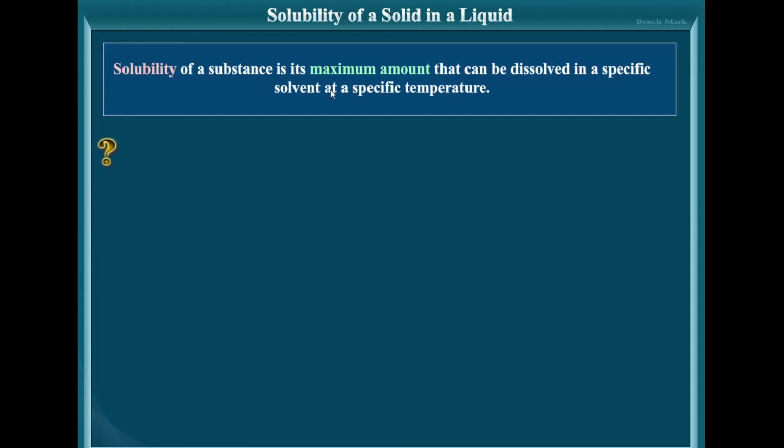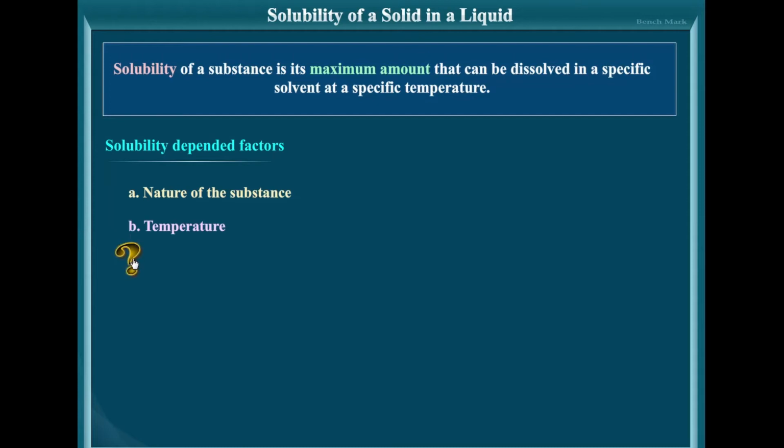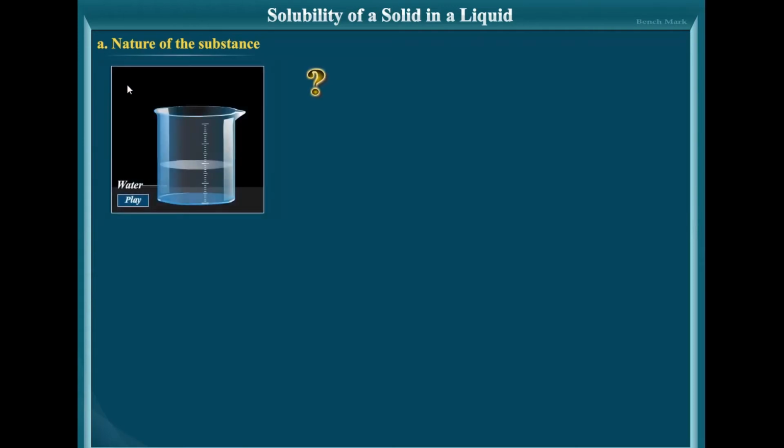So let us continue with the solubility of solid in a liquid. As I discussed earlier, solubility of a substance is its maximum amount that can be dissolved in a specific solvent at a specific temperature. Solubility depends upon the following factors. First one is nature of the substance. Second one is temperature. Third one is pressure. So solubility depends upon the nature of the substance, temperature and pressure. We'll be discussing one by one, taking each point. We'll start first with nature of the substance.